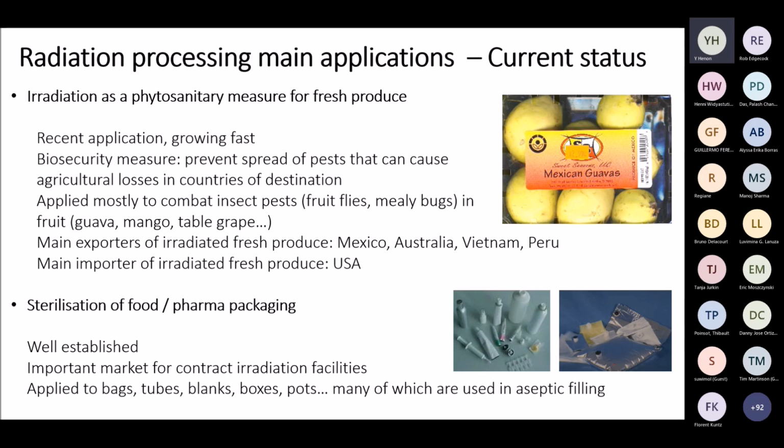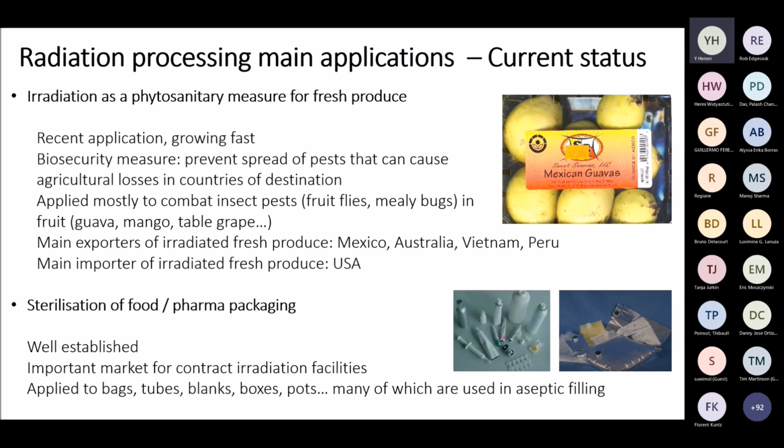Another interesting application, though, is the use of irradiation as a phytosanitary measure for fresh produce. This is food irradiation, actually. And it's amazing how well it has grown over the past, not even 2 decades yet. What is the volume traded? Well, it's still small, probably somewhere around 80,000 tons around the world, with Mexico and Australia at the forefront.